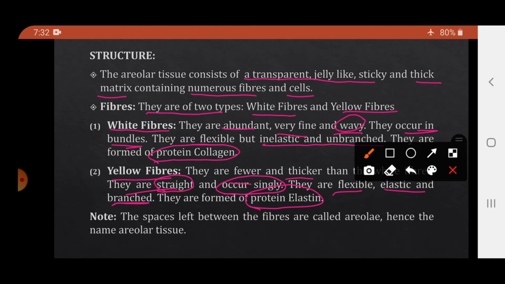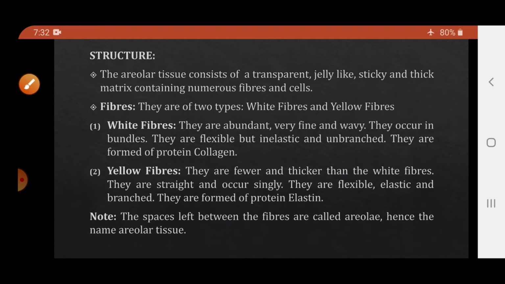Now very important note, the spaces left between the fibers are called areolae, hence the name areolar tissue. Why is this tissue called the areolar tissue? The reason is whatever space is present between the fibers, that space which is left between the fibers is called the areolae. And due to the presence of areolae, this tissue is called the areolar tissue.